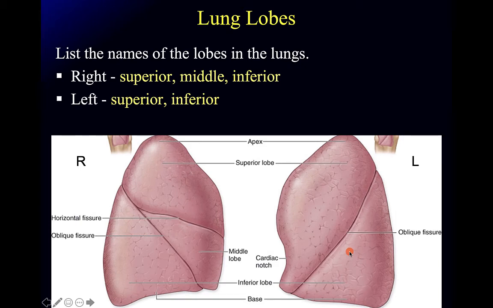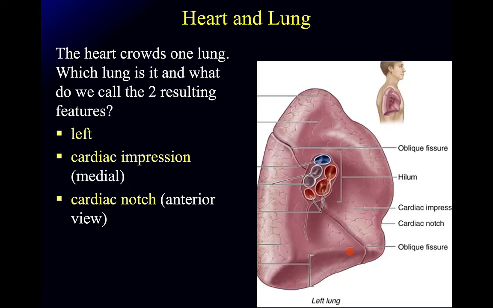Part of that has to do with some other features that are going on, and it's because of the heart impinging on that lung. We have what's referred to as a cardiac notch, which we can see from the anterior side of the lung. But if we look at this section of the lung, where we have a concave area, this is going to have in it a cardiac impression. So this cardiac impression is basically a dent in this left lung where the heart is actually sitting.